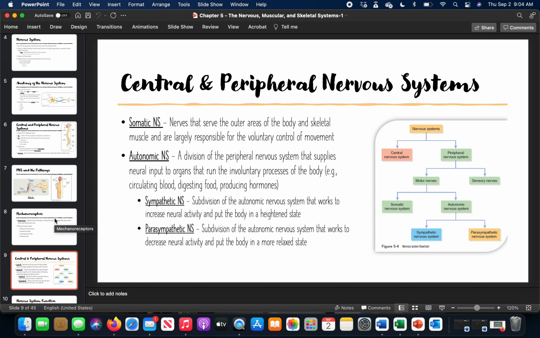Now, if you go down a little bit more onto the last two bullet points here, you'll see the autonomic nervous system is broken down into two other components, which we call sympathetic and parasympathetic nervous systems. The sympathetic nervous system reacts more to the heightened state, more fight or flight, where parasympathetic works with, again, more relaxative portions of everything.